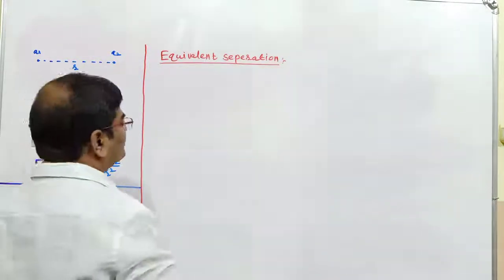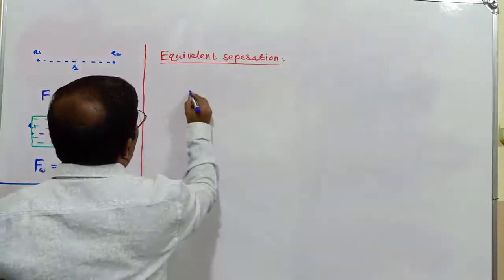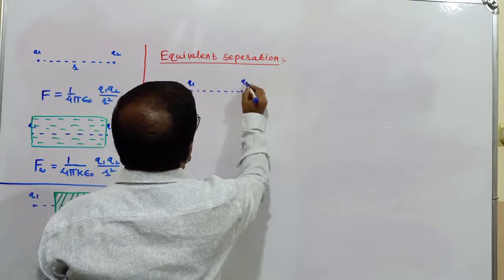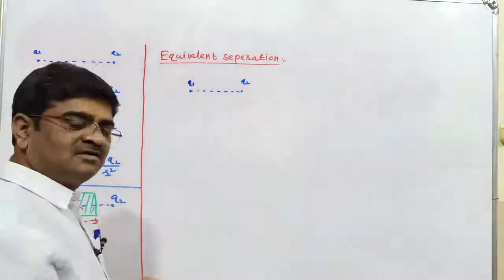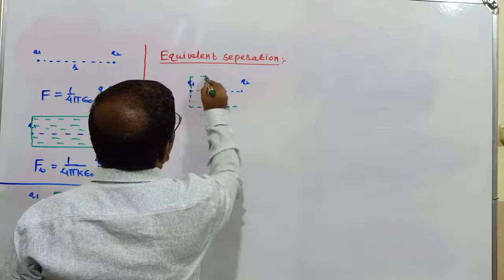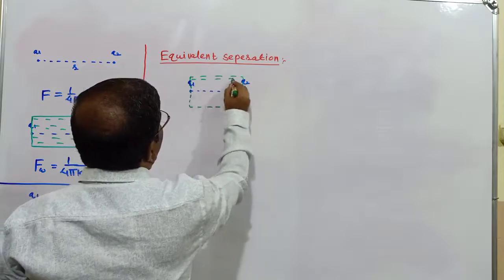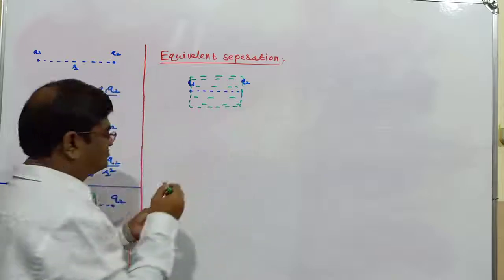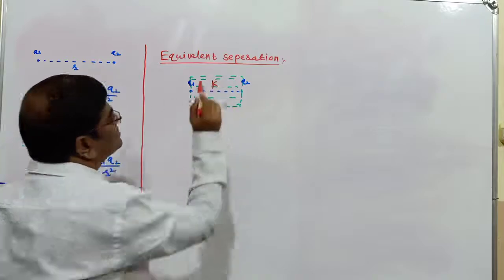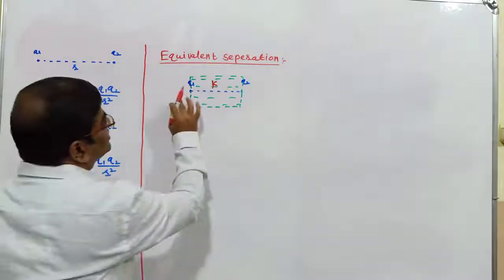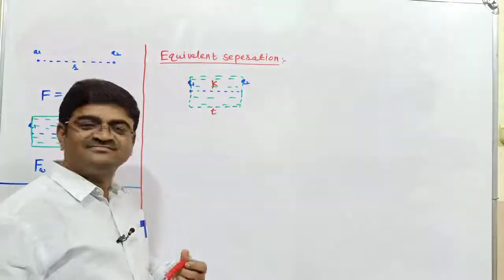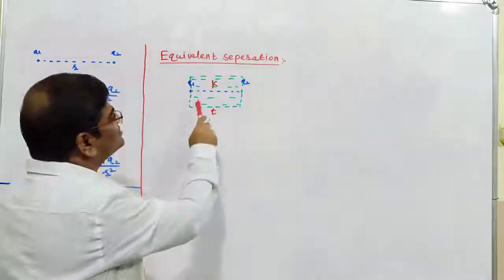Say, for example, I have these two charges Q1 and Q2. Those two charges I have placed in a dielectric of constant K. Separation between those two charges, let us say it is T. Separation between these two charges is T.